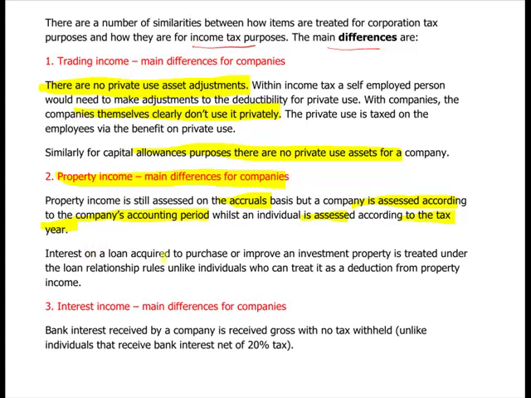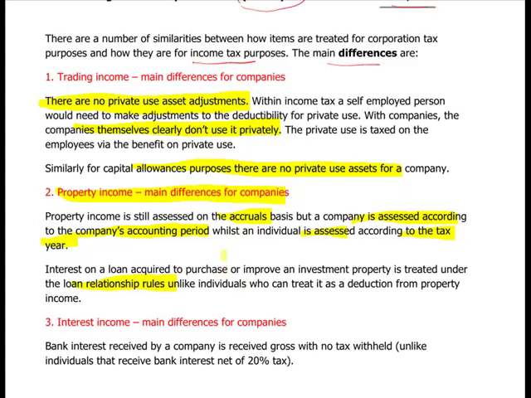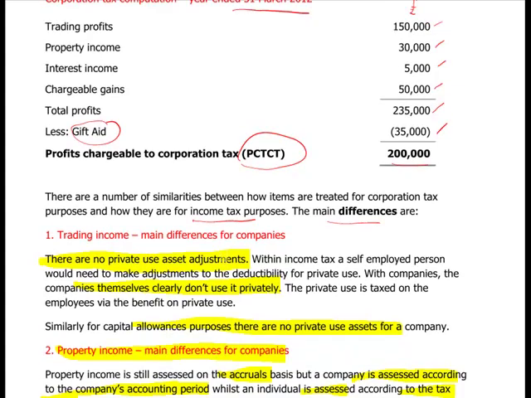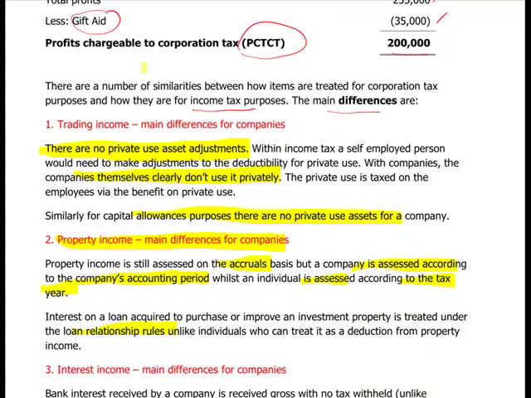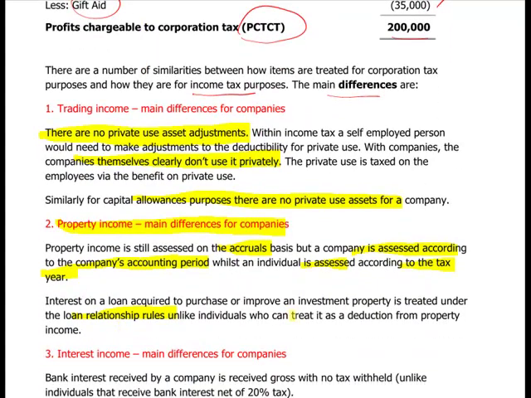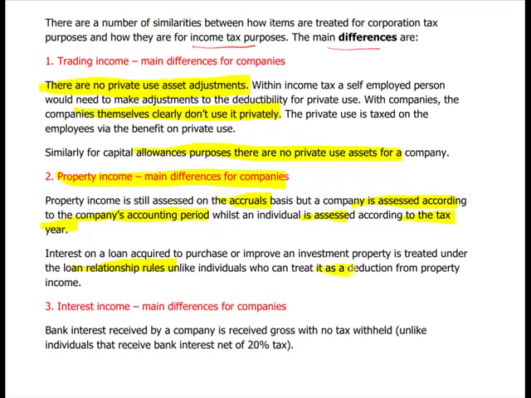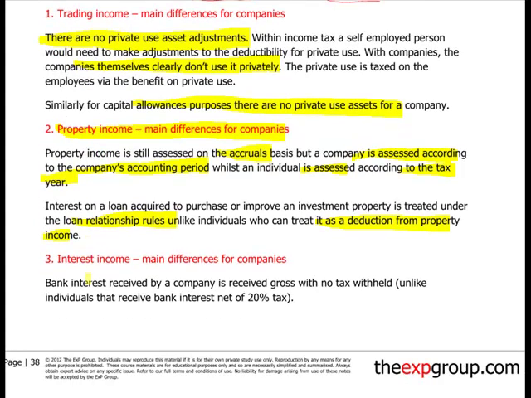Interest on a loan acquired to purchase or improve an investment property is treated under loan relationships, whereas individuals, so it's not allowable, it basically has to go somewhere else. In fact, it basically comes under here, can go under investment income, interest income, not property income. Interest on a loan acquired to purchase or improve an investment property is treated under loan relationship rules. Individuals can treat this as a deduction from property, so they do get it as an allowable expense. Interest income, main differences, well, a company will always receive theirs gross, no tax withheld.